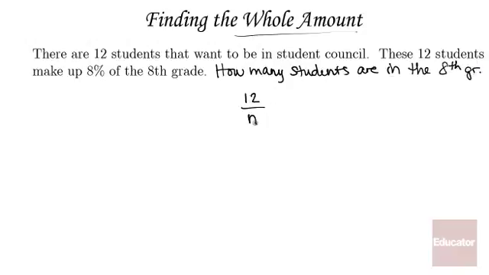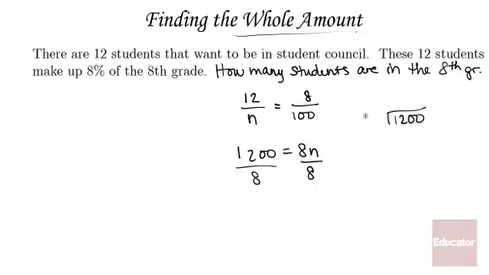So 12 students want to be in student council out of the entire 8th grade, and that makes up 8 out of 100%. So if I cross multiply, I have 1,200 equals 8n. Now I'm going to find the total n by dividing both sides by 8. 1,200 divided by 8 goes in once, goes into 42 5 times, and I still have to take care of this last 0. So n equals 150.